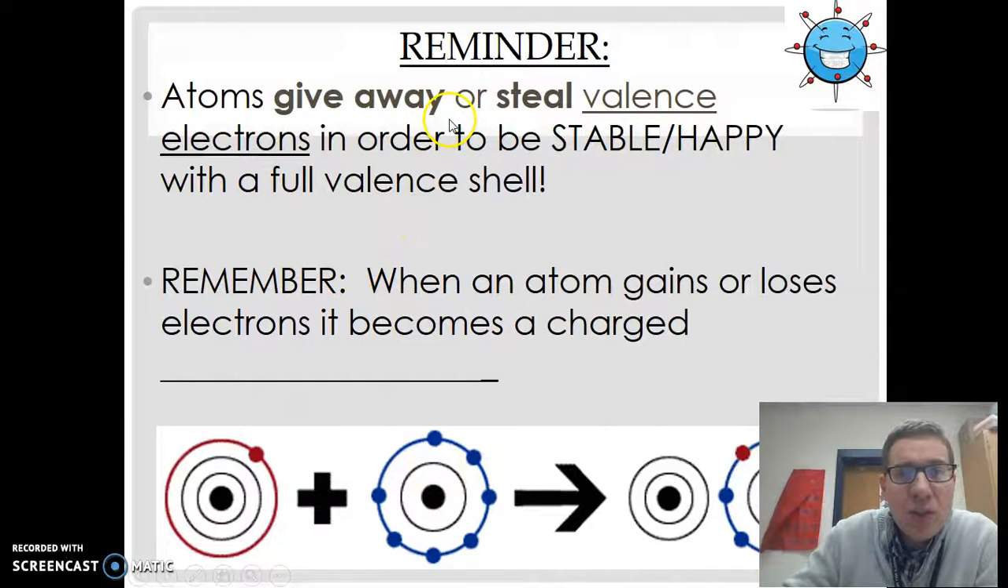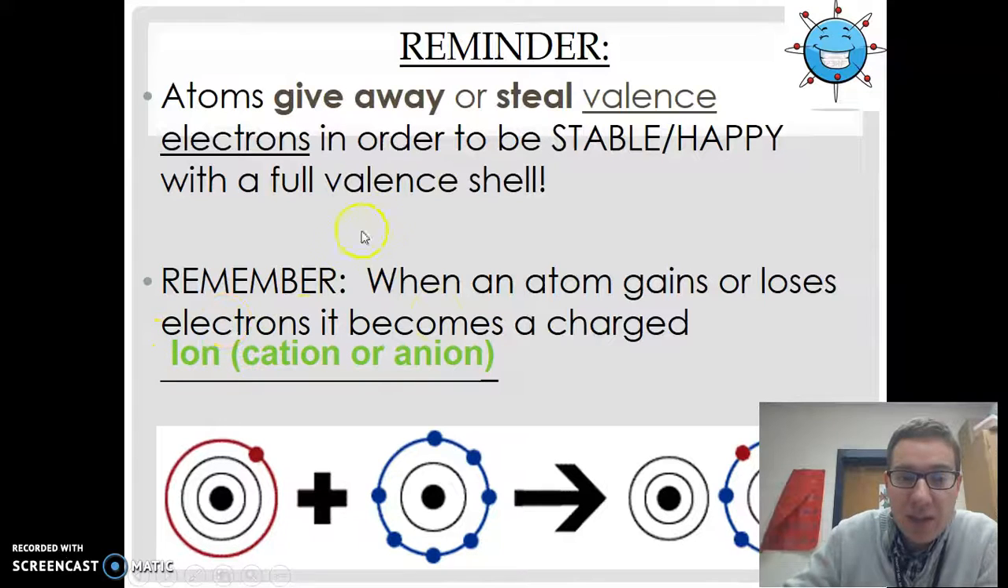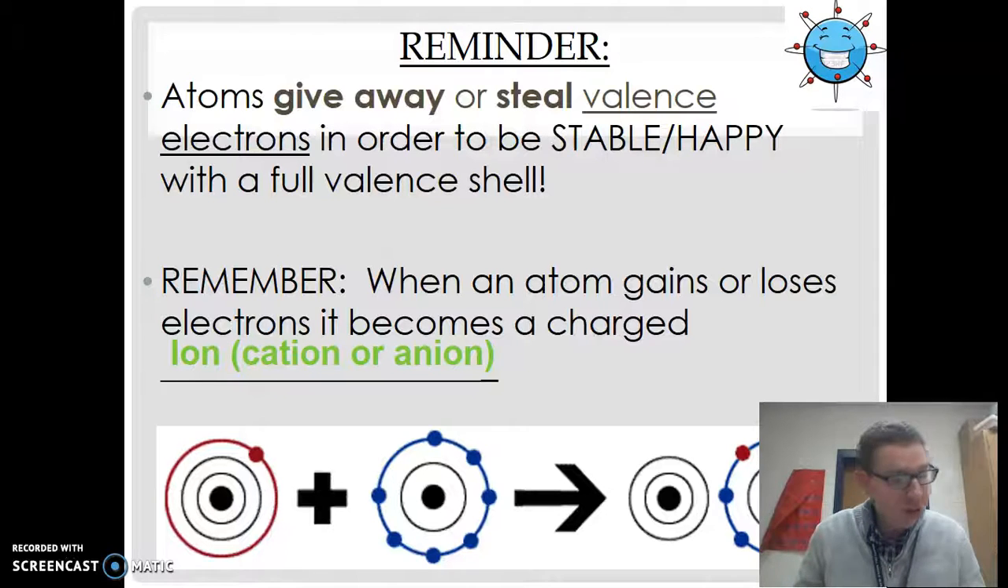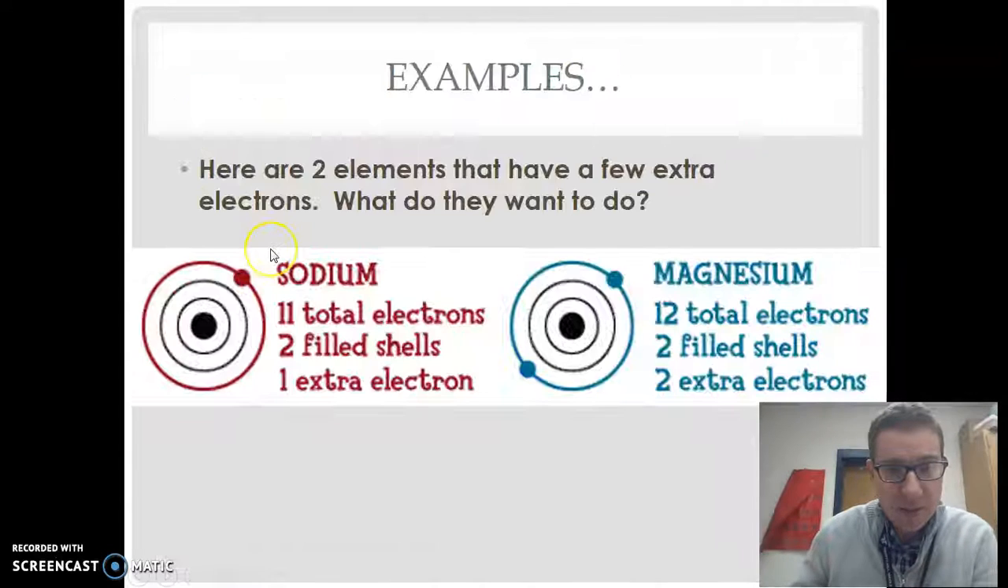Alright, so real quick, atoms give away or steal valence electrons in order to be stable or happy with a full valence shell. Remember, when an atom gains or loses electrons, it becomes charged, and we call that an ion. I know in the beginning we said balanced atoms have the same number of electrons as protons, but in bonding, electrons can be lost or gained. And when you lose or gain electrons, you form an ion.